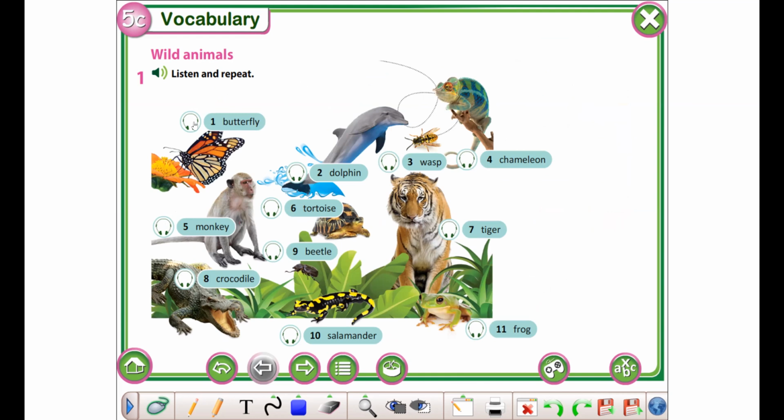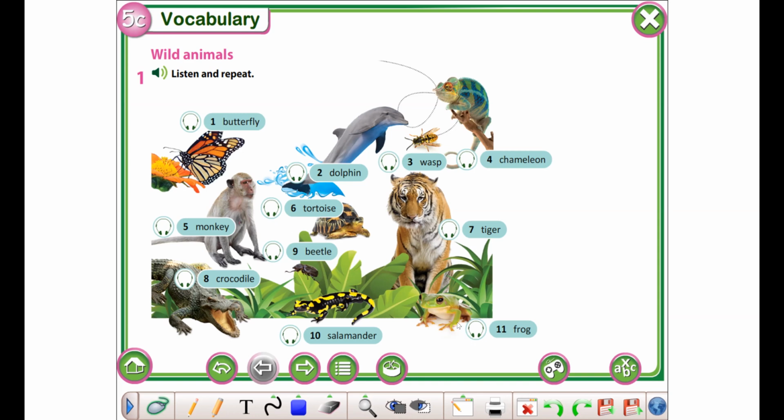The first one is butterfly, butterfly, dolphin, repeat, Butterfly, dolphin, wasp, dolphin, wasp, chameleon, chameleon, chameleon, okay, monkey, monkey, tortoise, tortoise, tiger, tortoise, tiger, tiger, yes, crocodile, crocodile, bravo, beetle, beetle, yes, salamander, salamander, salamander, and last one, frog, frog.